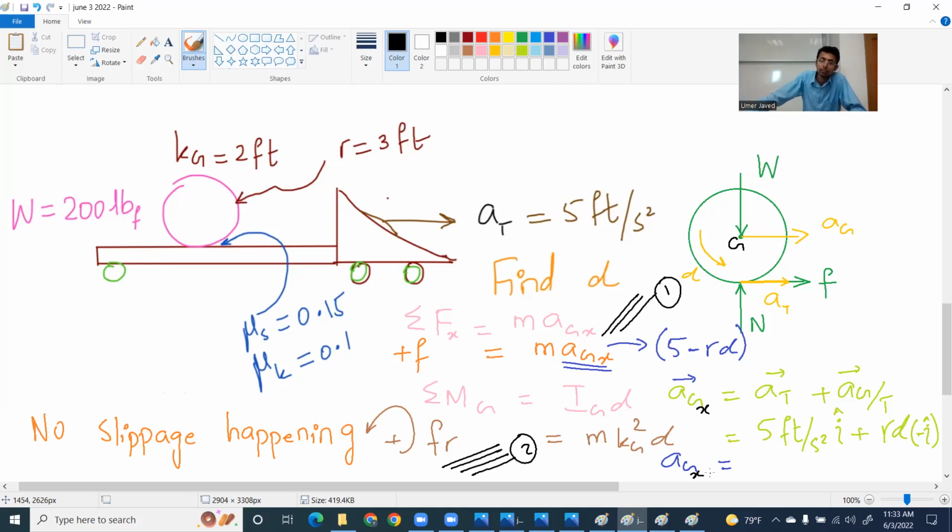Yeah, alpha itself. Is anyone doing it with calculator? Right. Okay, Osman is doing, so I will just wait. So positive F is equal to 5 minus r alpha. And second equation is F r is equal to m k_G squared alpha.